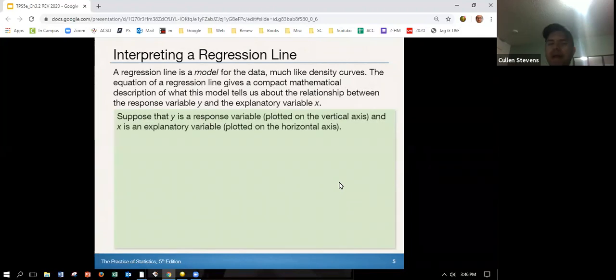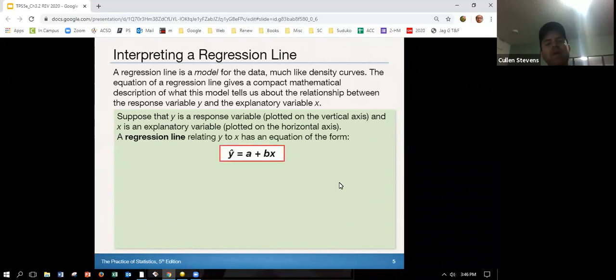Suppose that we have y as a response variable plotted on the vertical axis, vertical like up and down, and x is the explanatory variable on the horizontal axis, like the horizon. So the regression line of y on x looks like this: y hat equals a plus bx. How we read that: y hat is the predicted y. The predicted y is equal to a plus bx.